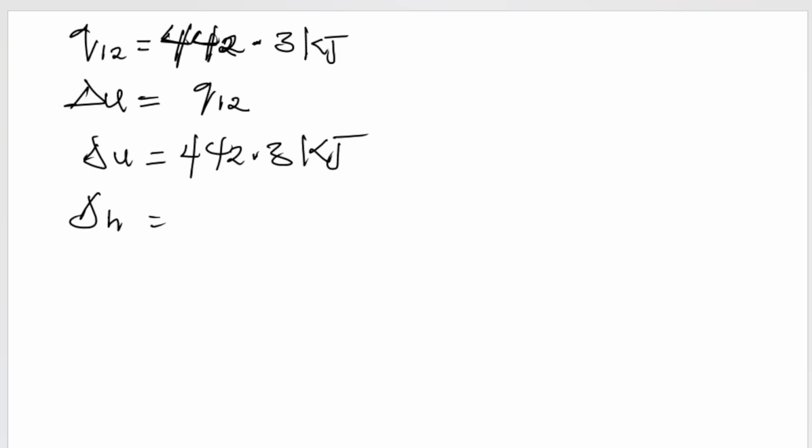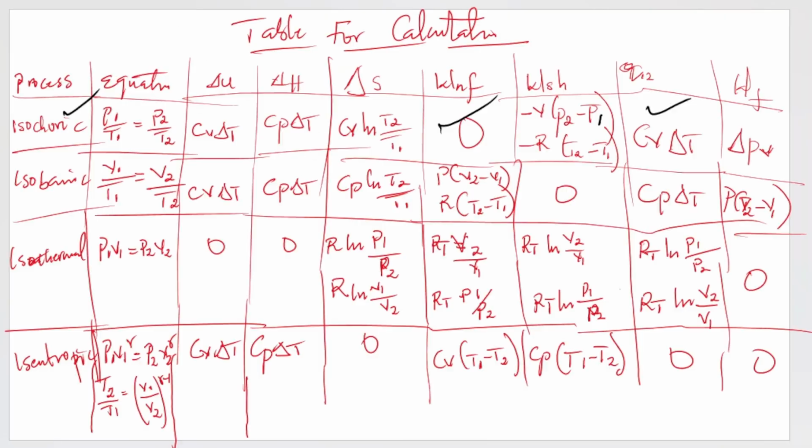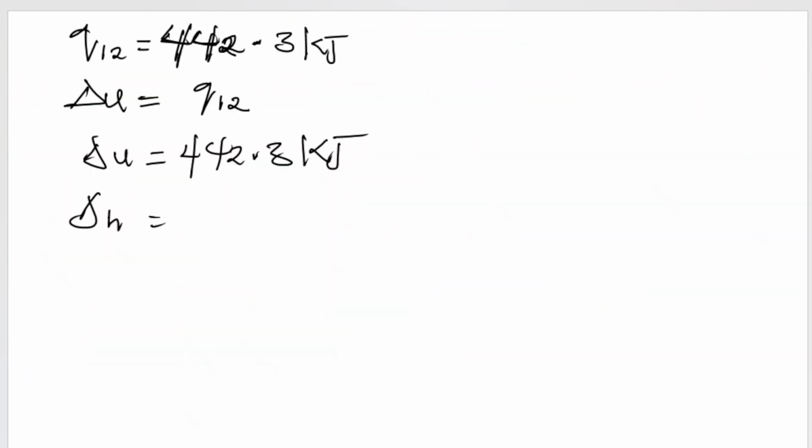Now let's go to the next one, which is change in enthalpy. Let's go back to our simplified table to get the equation for change in enthalpy of the system. We are to use the equation Cp change in T. So we are using the constant pressure specific heat multiplied by the change in temperature.